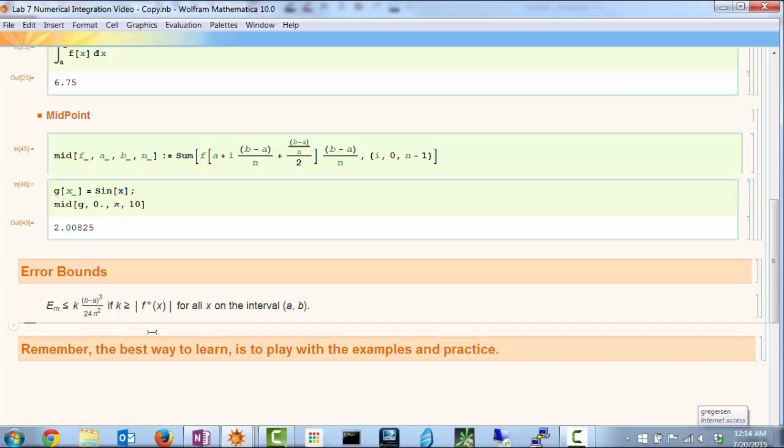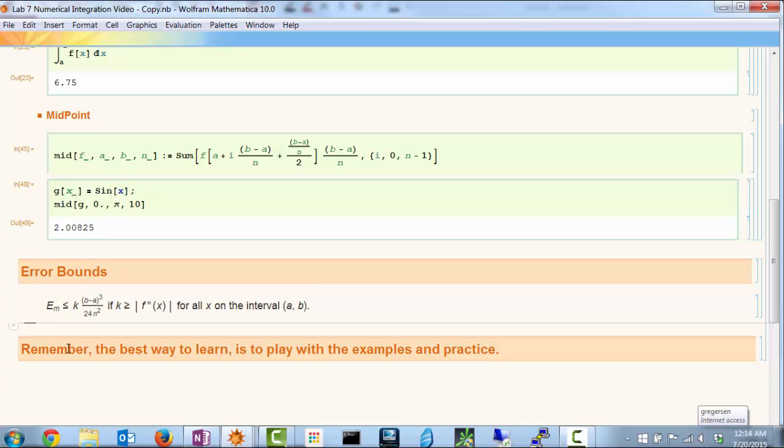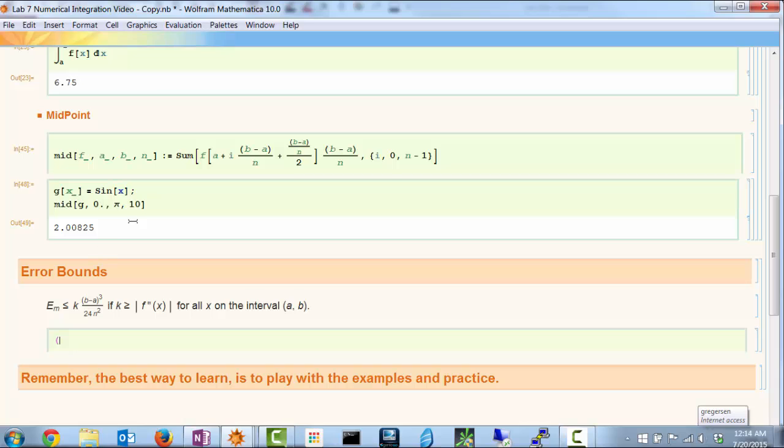Alright, so what does this mean? Well, it says whatever the error is in this approximation, it has to be less than this thing. Well, let's calculate that thing. I have that b minus a. So for instance, in my last approximation, where I was approximating sine from 0 to pi, the b value was pi, and my a value is 0. That's my interval width here.